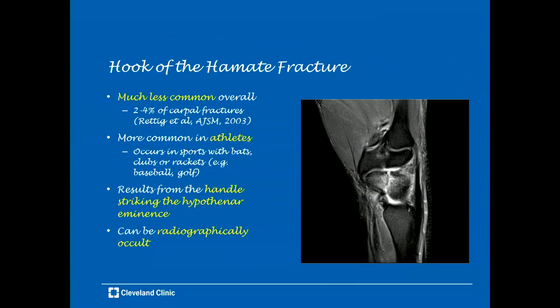A hook of the hamate fracture is another occult fracture that can happen in the wrist where MRI can be particularly useful. It's much less common than scaphoid fractures, only accounting for about 2 to 4% of all carpal fractures. It's more common in athletes, especially those who play sports that involve handling bats, clubs, or rackets, as it results from the handle of the bat or club striking the hypothenar eminence and fracturing the hook of the hamate. And like I said, these can be radiographically occult, and that's where MRI can be especially useful.